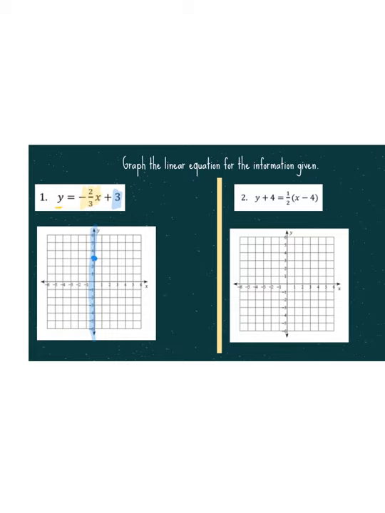So I'm starting at my 3 and then I'm going down 2 and to the right 3 and make a dot. And then from that new point I just made, I'm going to do that again. So I'm going to go down 2, so 1, 2, and then over 3.